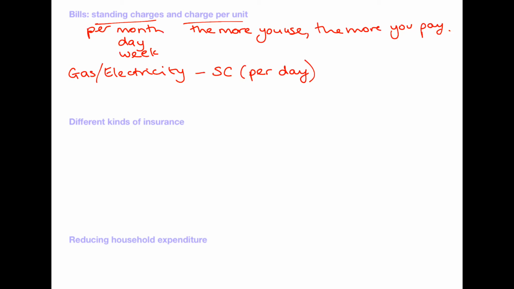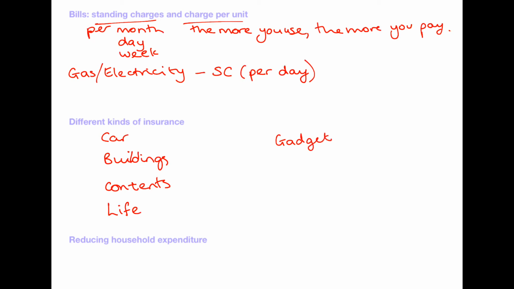Different kinds of insurance. We've touched on this a little bit. Got car insurance, buildings insurance, contents insurance, life insurance, and we might have things like gadget insurance as well.